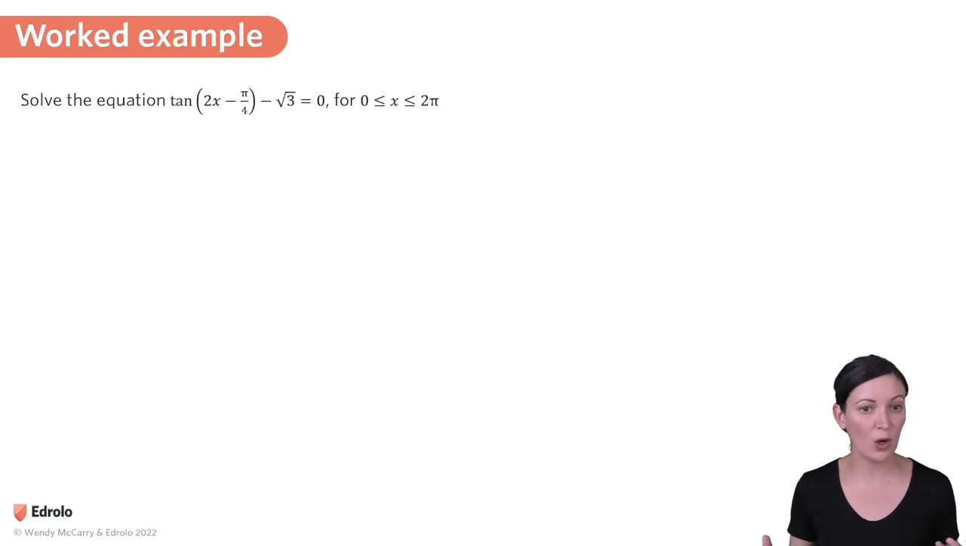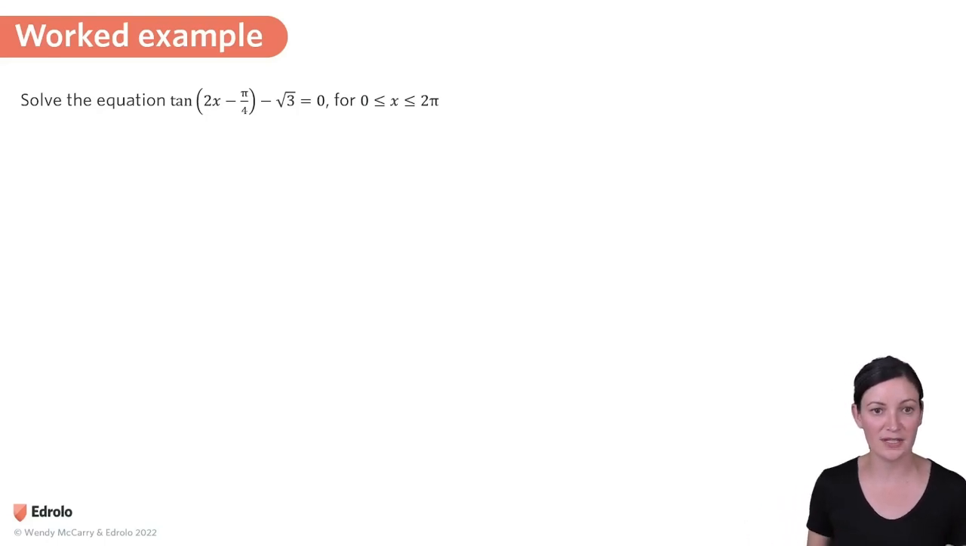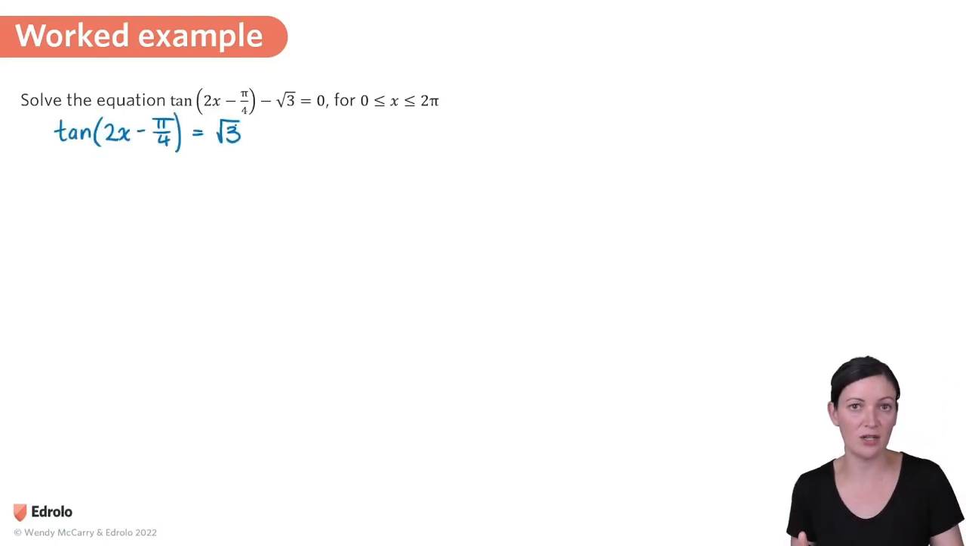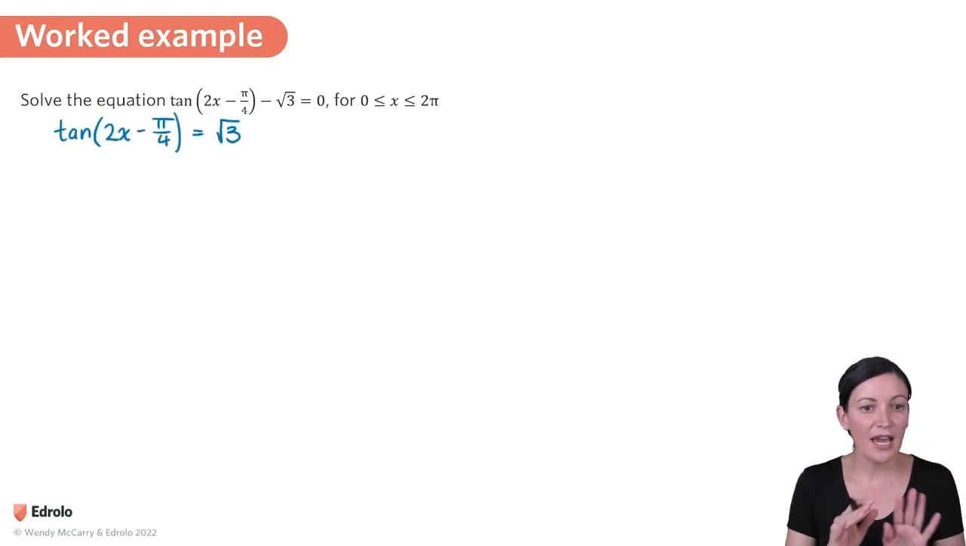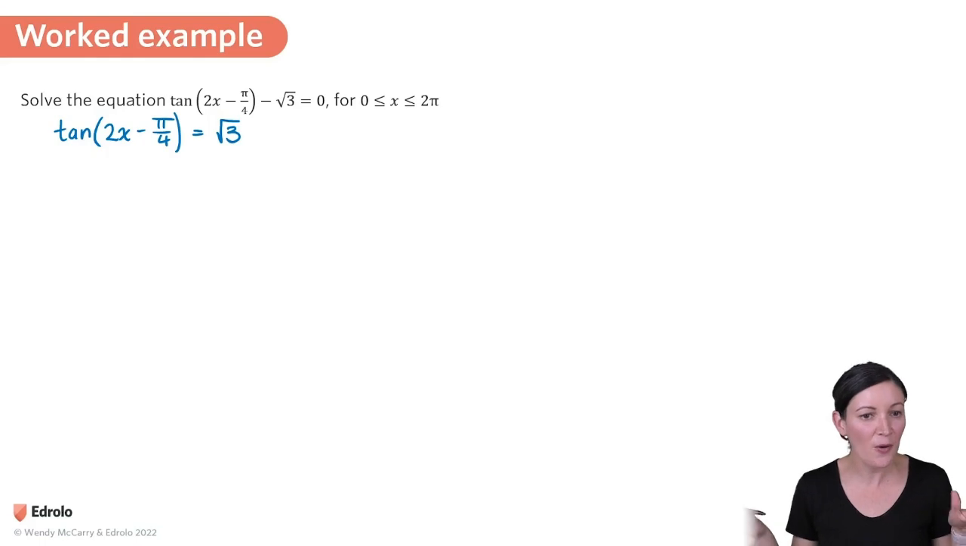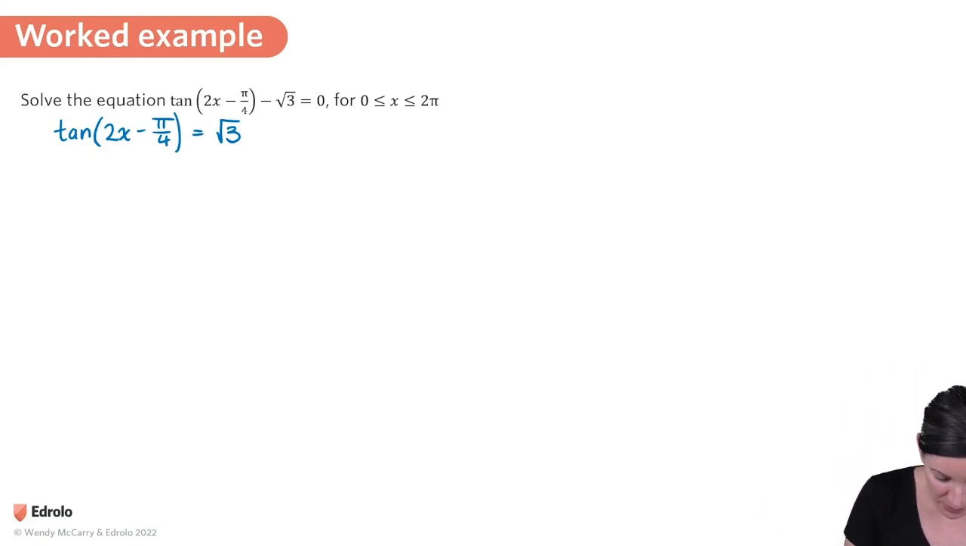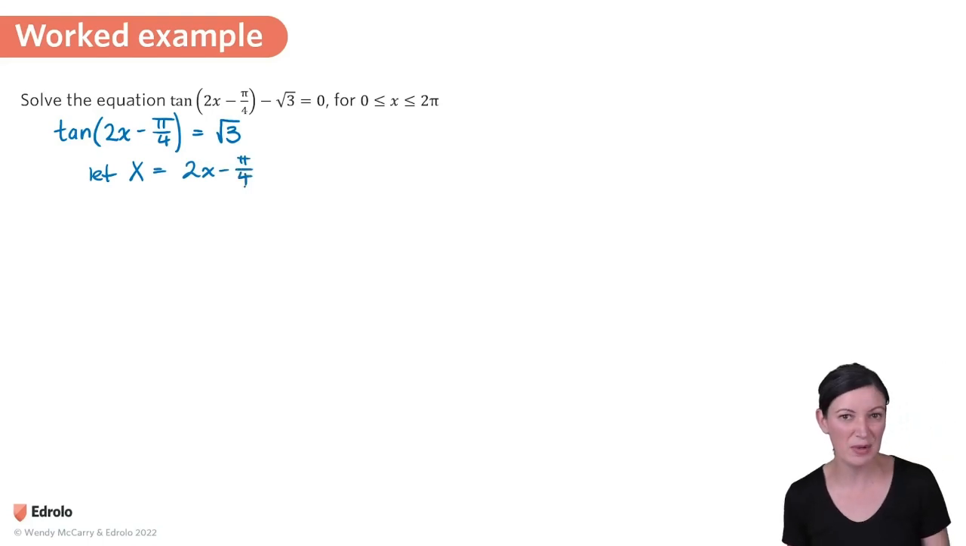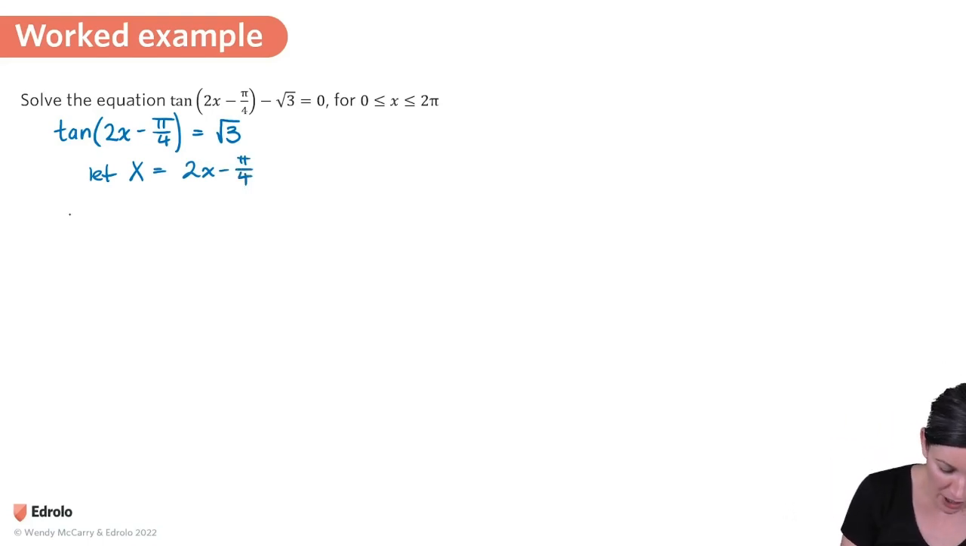Okay, the first thing we're going to do is rearrange this equation. So I've just added root 3 to both sides. And then what I'm going to do is just ignore what is inside the brackets for now. So I'm going to let big X equal that big mess in there, just to make it a little bit easier for ourselves. So now I'm just going to solve the equation tan of big X is equal to root 3.